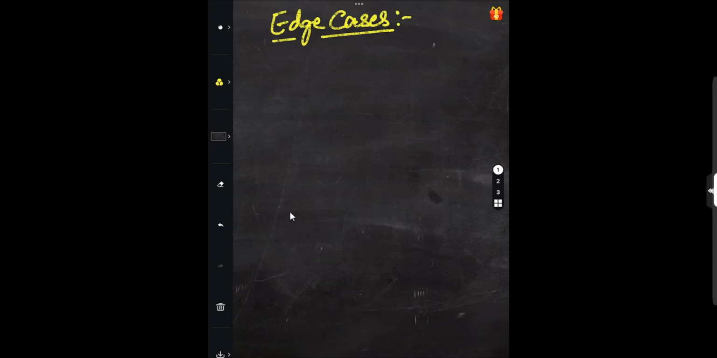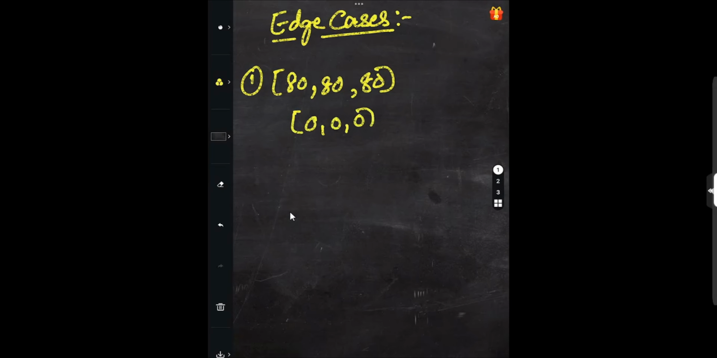Here, the first edge case that we are going with is no warmer day. When I say no warmer day, I'll just consider the input here 80, 80, 80. So we don't have any warmer day here, right? So the output will be 0, 0, 0.